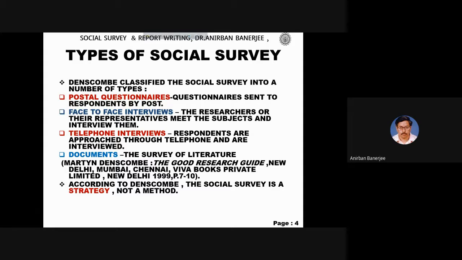Denscom classified social survey into a number of types. Postal questionnaires. These are questionnaires which are sent to respondents by post. Face to face interviews. Here, the researcher or their representatives meet the subjects and interview them. Telephone interviews. Respondents are approached through telephone and are interviewed. Documents. For example, the survey of literature. According to Denscom, the social survey is a strategy, not a method.